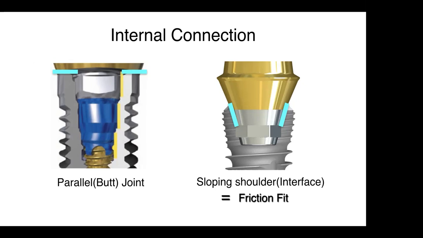But with sloping shoulder, it's got friction at the sloping shoulder like this. Because it gives you something called a wedging effect, the more you push it down, the more friction you get. So that's why the internal connection has two different types: the one with friction and the other with non-friction.